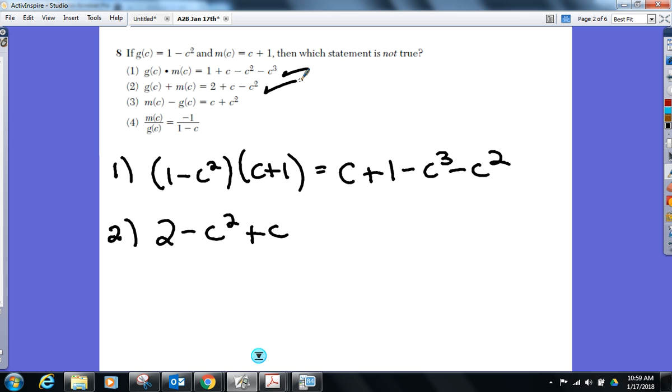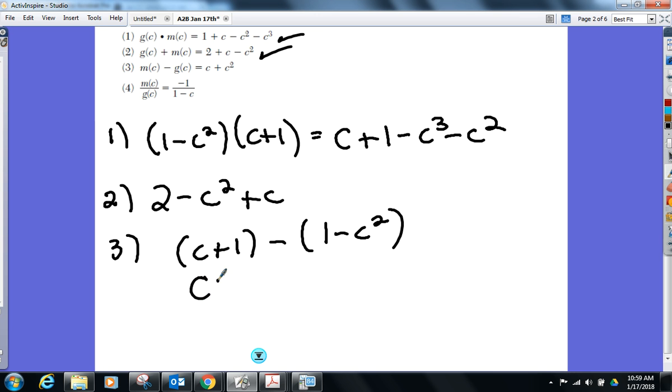What's it asking me to do in the next one? Subtract. They flip the order on me. So it's taking the m function first, c plus 1, and subtracting the g function, which is 1 minus c squared. And I say watch out. Why do I say watch out? You have to distribute that minus sign. So right now I have c plus 1, but now I'm going to have minus 1 and now plus c squared. And what happens to the 1s? So it's going to be c plus c squared, which is what it is.